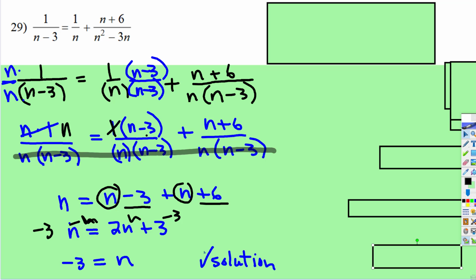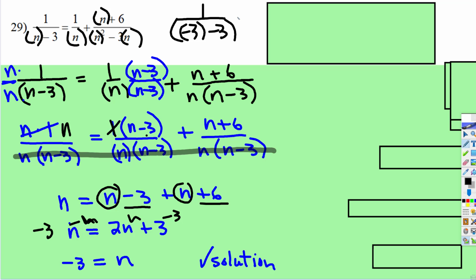Then what you do with your calculator is just plug in that negative 3. Make sure you use parentheses when you do it. Each time, everywhere there's an n, plug in. So over here, you would put 1 divide, left parentheses, negative 3, right parentheses, subtract 3, right parentheses, enter. And you should end up with negative 1/6. Do the same thing on this side. Make sure you're using parentheses when you need to be, and it should end up being 1/6. Negative 1/6 is equal to negative 1/6, and you should be good.